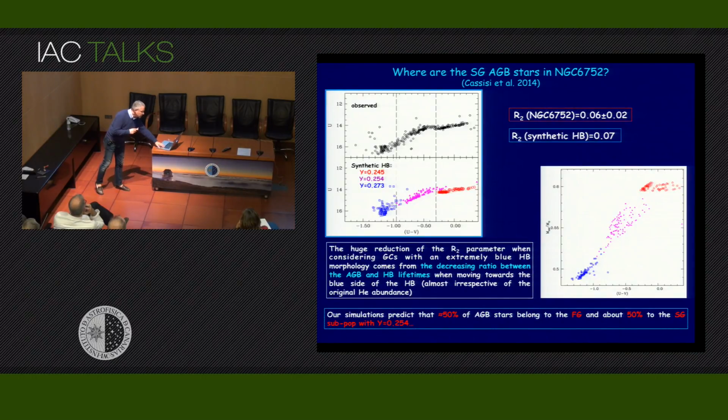What we found was that our simulation predicted that along the AGB stage of this globular cluster, 50% of stars are really first-generation stars, but 50% belong to the second generation.